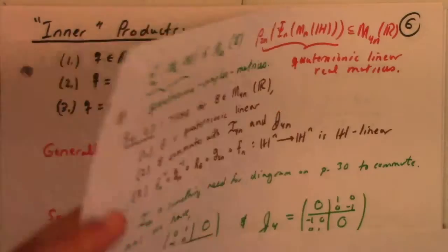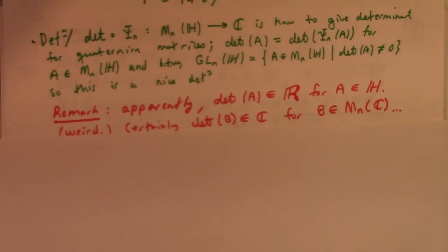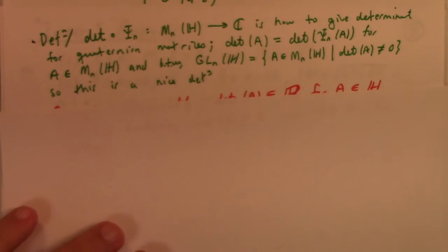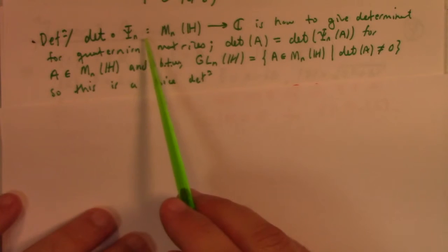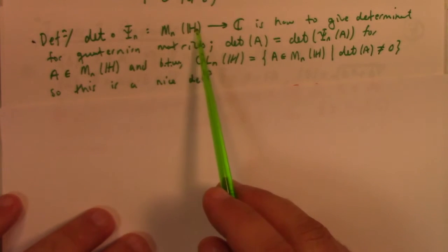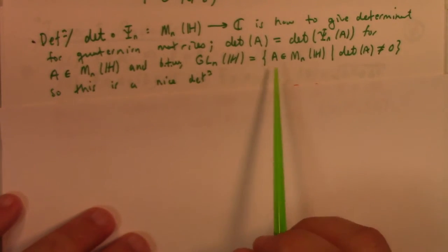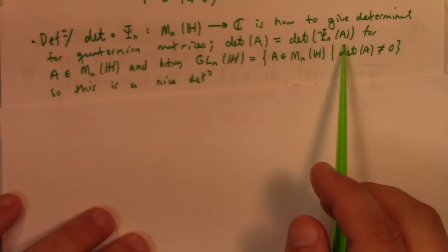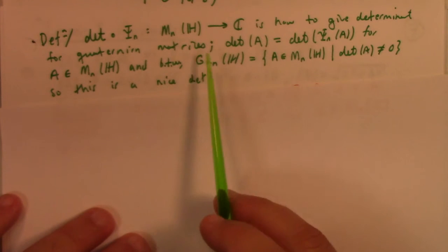Finally, the determinant. Determinant's a little funny. You take the determinant and compose it with psi n. That gives you a mapping from the n by n quaternion matrices to the complexes. That's how to give a determinant for the quaternion matrix. The determinant of A is just that. And the determinant for the complex is defined in the usual way.